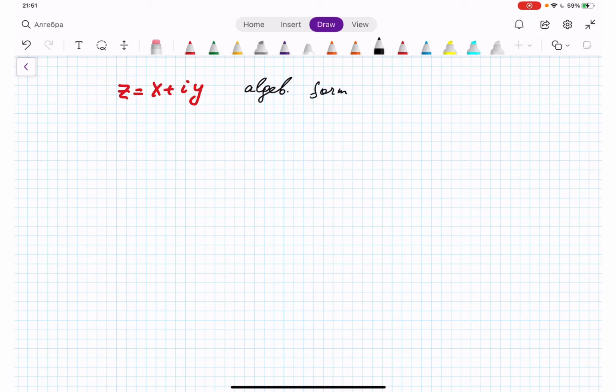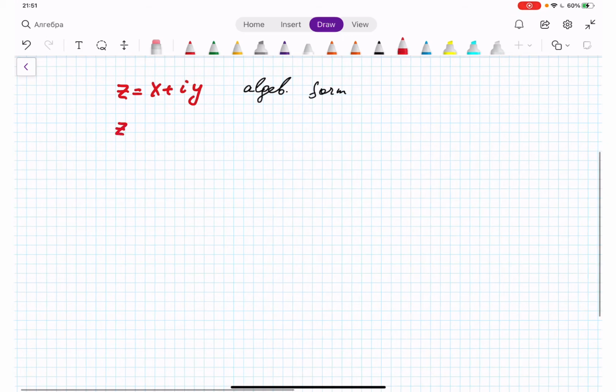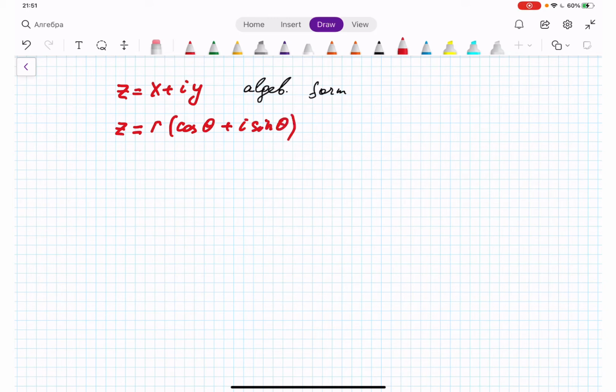Okay. The next form is trigonometric form for complex numbers. This is z equals r times cosine theta plus i sine theta. So this is trigonometric form, where r is a radius, theta is an angle.